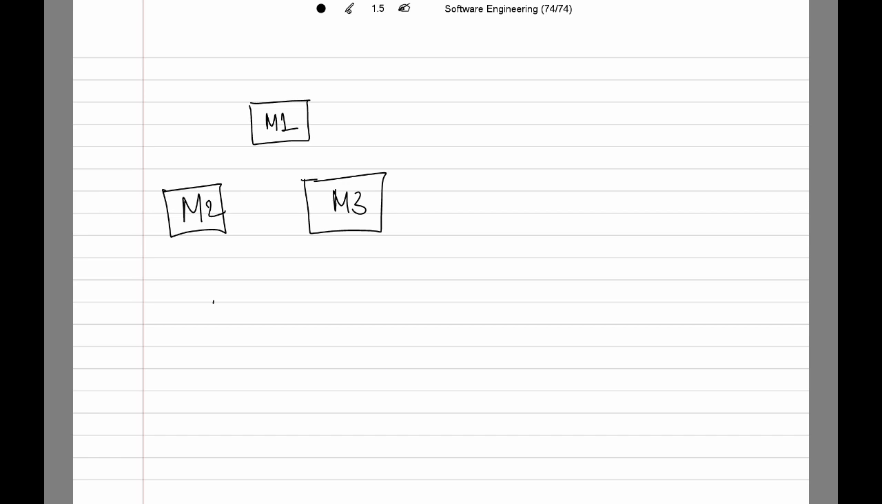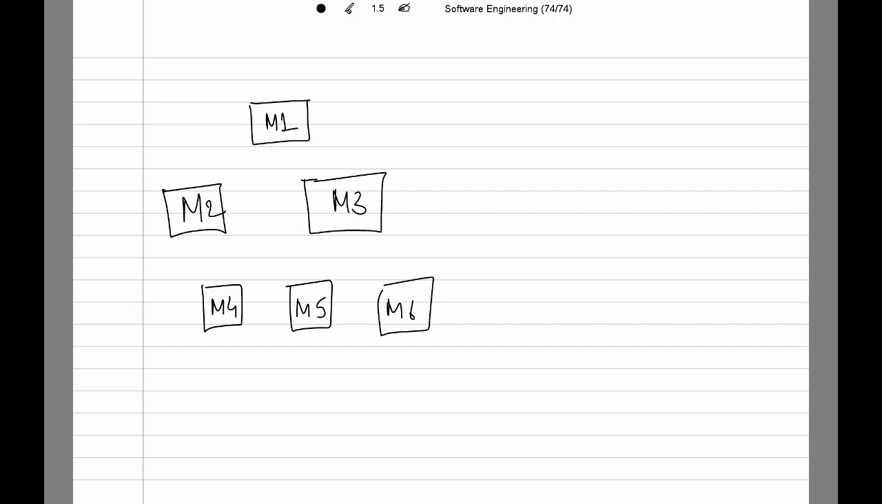Let's add some more. So here is M4, and then we have M5, and let's talk about M6. Okay, let's stop here. So we have 6 modules in our software, and all of these have been identified from my SRS. Now let's say these modules have some kind of relationship. That means one module may invoke another module. There may be a control relationship amongst these modules.